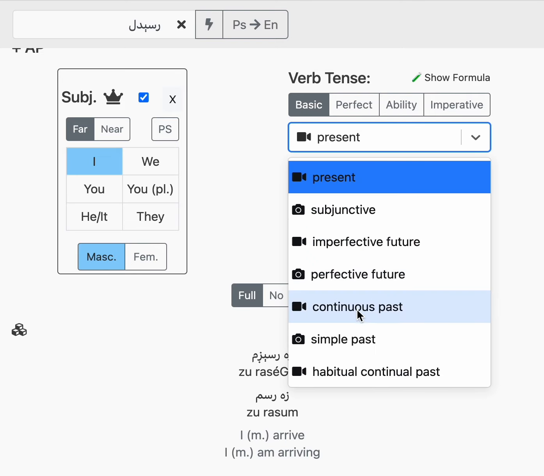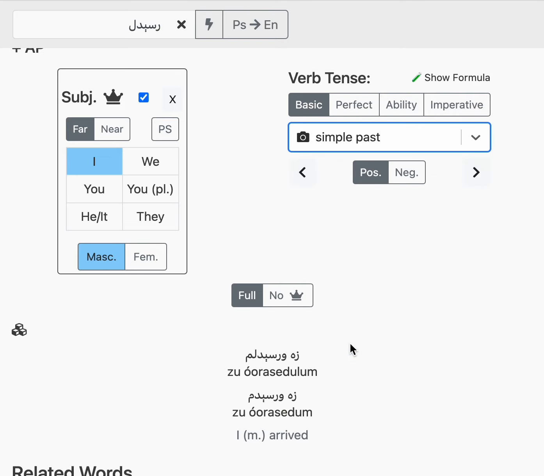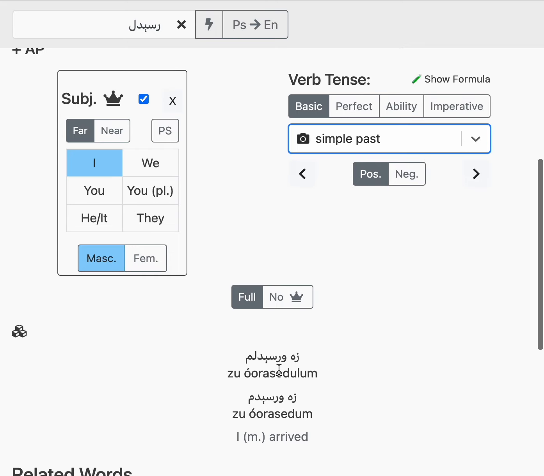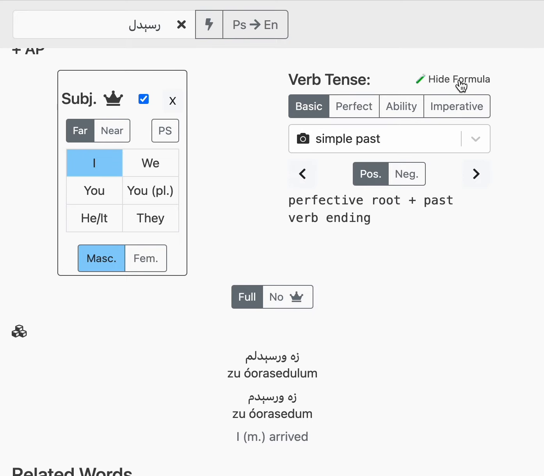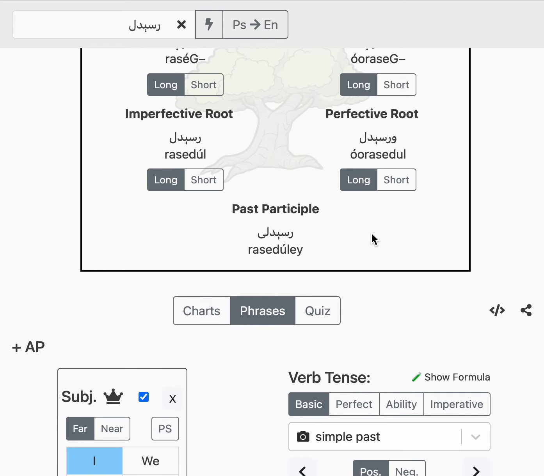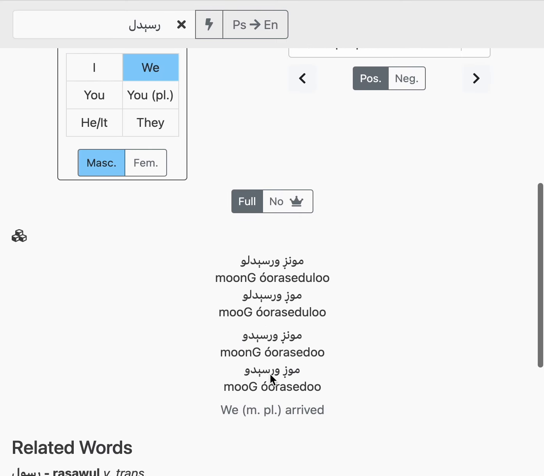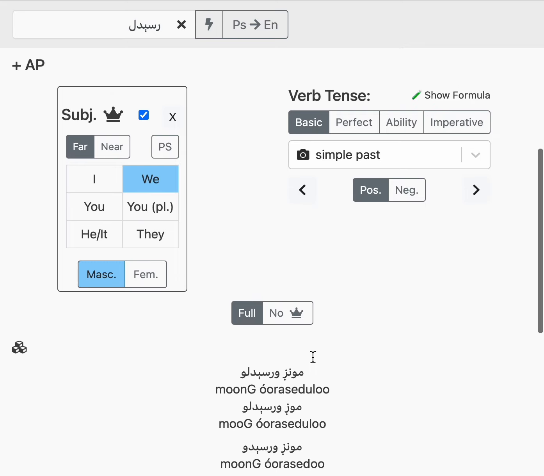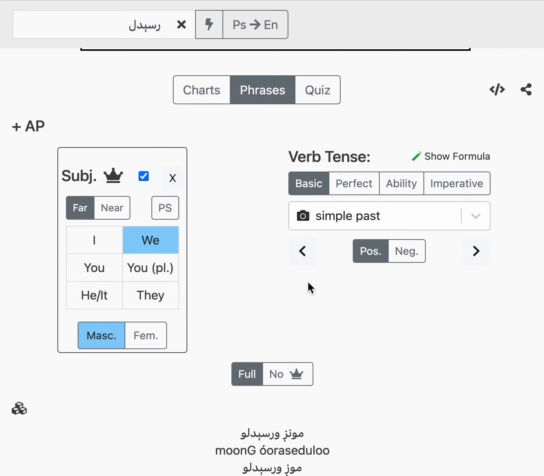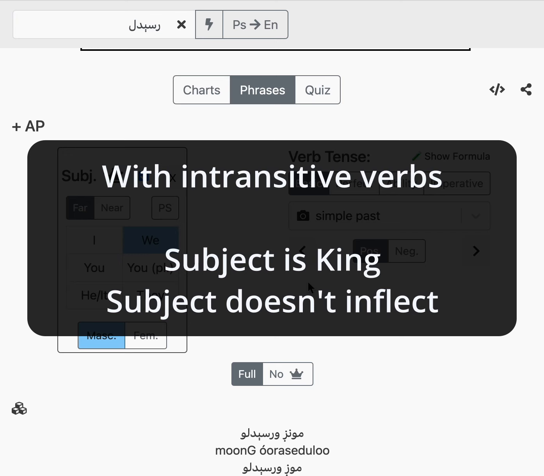Same thing in the past tense. When we talk with intransitive verbs, we still have the past tense. The subject is still the king, and it's still controlling the verb. Zaurasidalam. It's just now we're using the root here, instead of the stem. If I say we arrived, mung urasidalu or mung urasidu, and the same thing. So with the intransitive verbs, you just have a subject, which is king, and the king is the one that controls the verb. That's it.